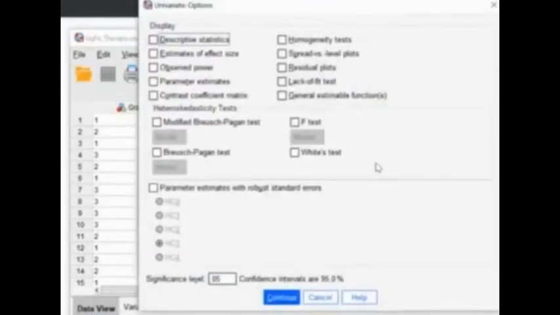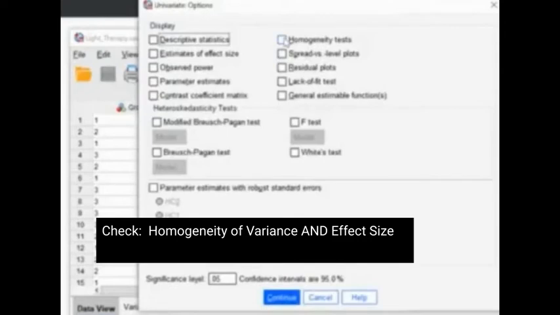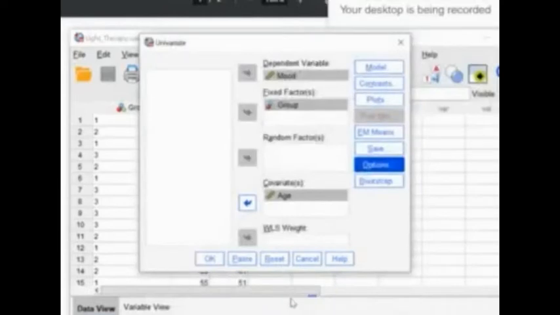The last thing we want to do under options is say that we want to run a homogeneity test, but we also want to estimate the effect size to see how much of an effect there is. So now we're going to go ahead and run this test.